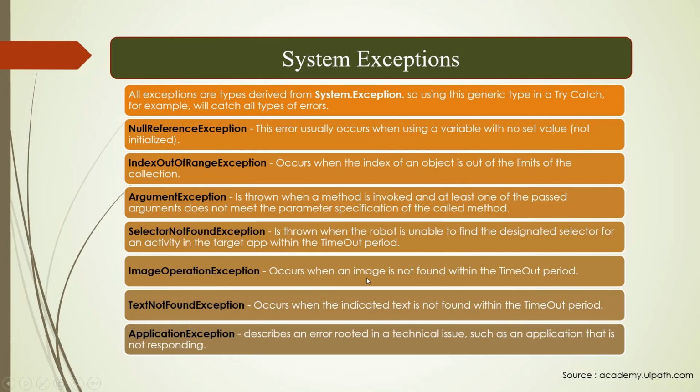So just now what we have seen is the selector not found exception, where the robot was unable to find the designated selector within the target application, which was notepad for us. It waited for 30 seconds and then threw an exception. That exception is categorized as a system exception. Since I have not done any exception handling, the program crashed. Similarly, there are other kinds of exceptions, but I hope now you understand what exactly a system exception is.